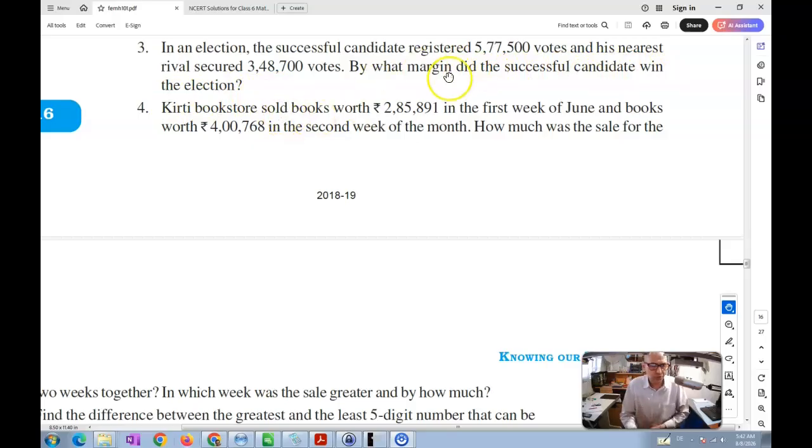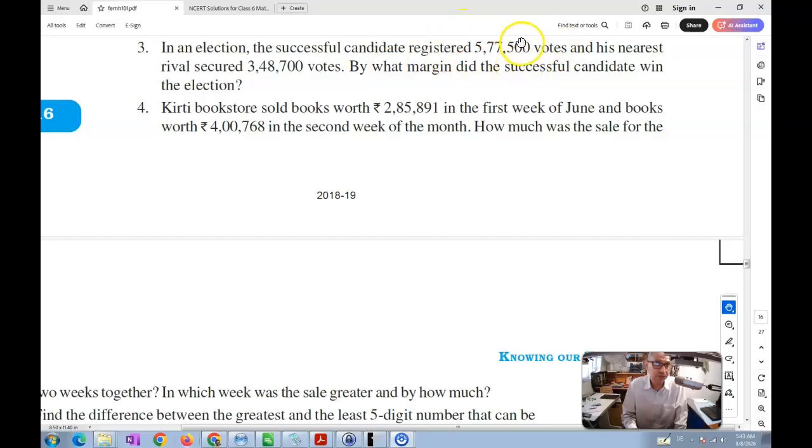So when you say by what margin did he win the election, that means essentially what they're asking is, what was the difference between the votes that he managed to get compared to the next candidate, right? So which means that you want to find the difference between this number, which is the larger number, and this number, which is the smaller number.